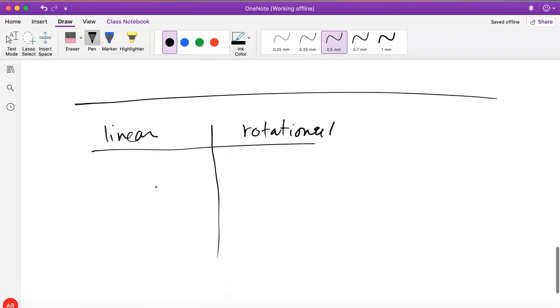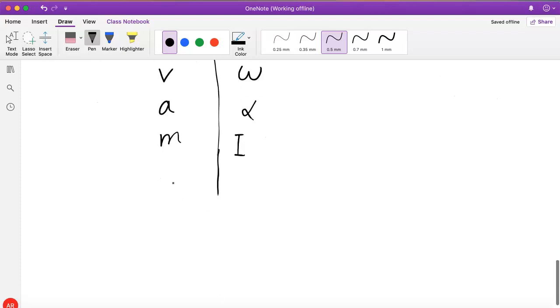I won't be filling everything, but let's say we had velocity, angular velocity, acceleration, angular acceleration, mass, moment of inertia, force, and torque. We already see there's a relationship between these. If you have the net force acting on an object, for a point particle, it gives you the mass times the acceleration.